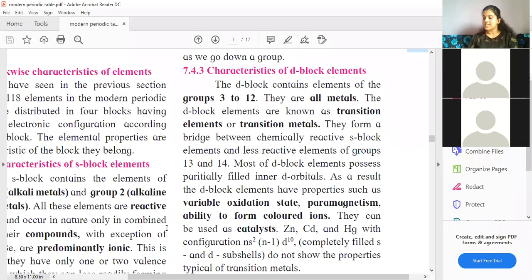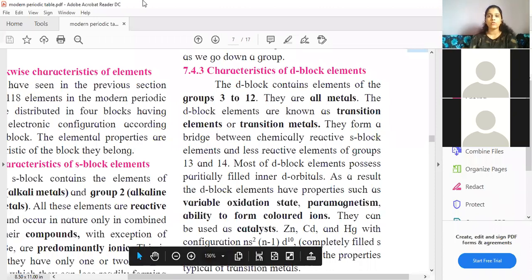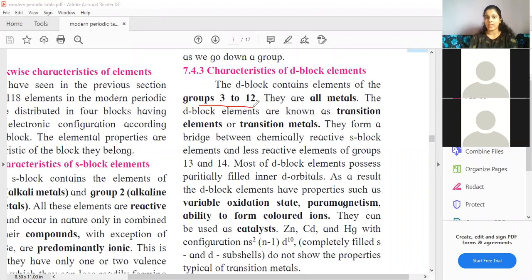So students, we discussed characteristics of S block and P block. Now let's see characteristics of D block. The D block comprises group 3 to group 12. They are all metals. All the D block elements are metals. You all can mark this point. The D block elements are called transition elements or transition metals.